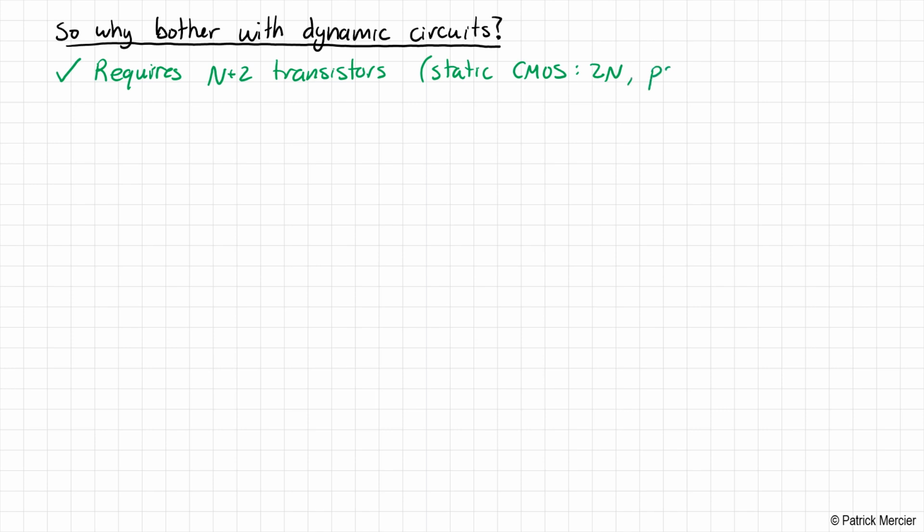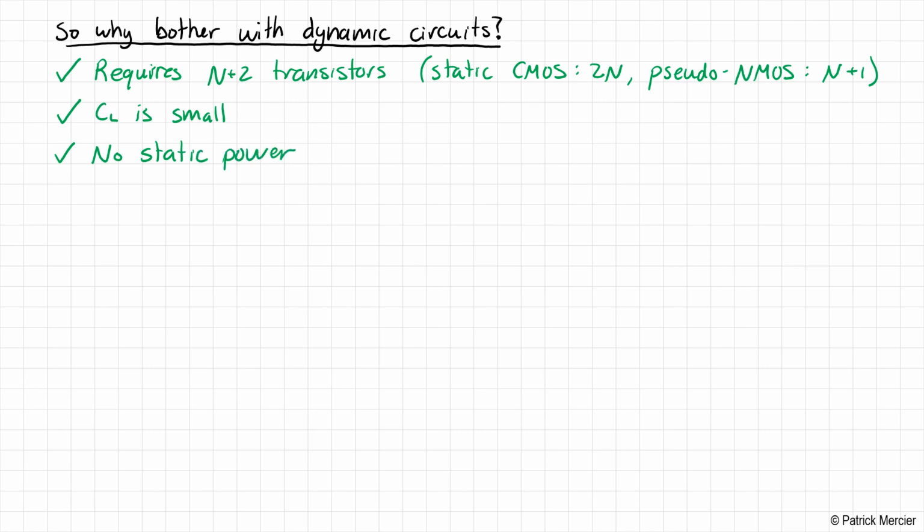Note, in contrast, pseudo NMOS still actually wins. It only requires n plus 1 transistors. But of course, pseudo NMOS has all sorts of problems with static power consumption and so on. In addition, the load parasitic capacitance is small. Because we have fewer transistors, we have less load capacitance. This is great. Unlike pseudo NMOS, there is no static power here.